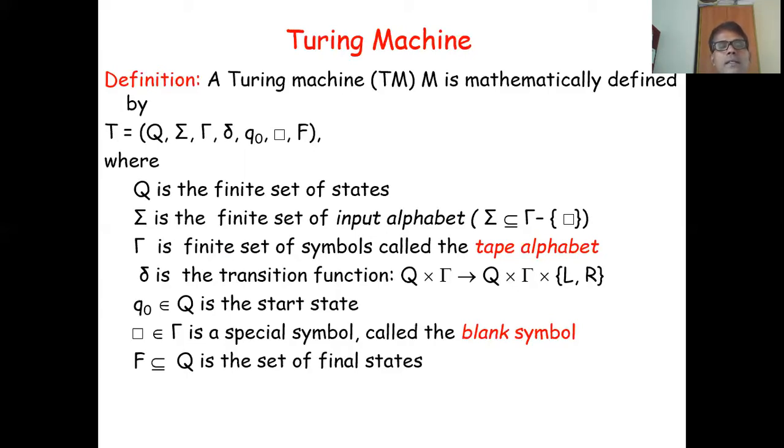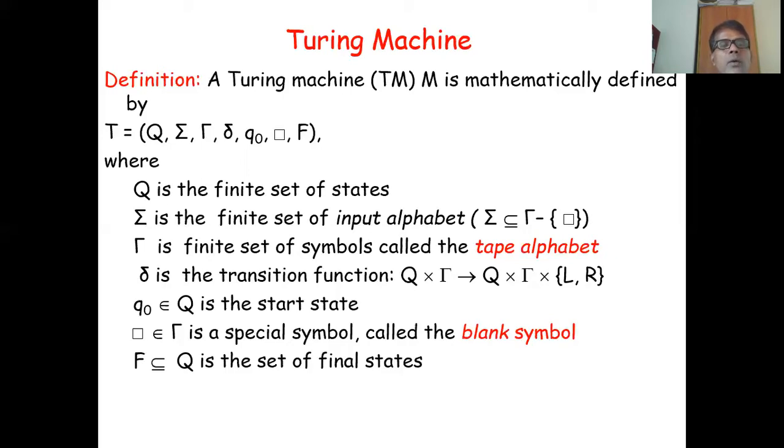Delta is the transition function, Q cross Gamma to Q cross Gamma cross {L, R}. L is the left move and R is the right move. Q0 belongs to Q and is the starting state. The small square belongs to Gamma and is the special symbol called the blank symbol. F is a subset of Q and is the set of final states. So this is the mathematical definition of a Turing machine. The only difference is in the definition of the transition function.